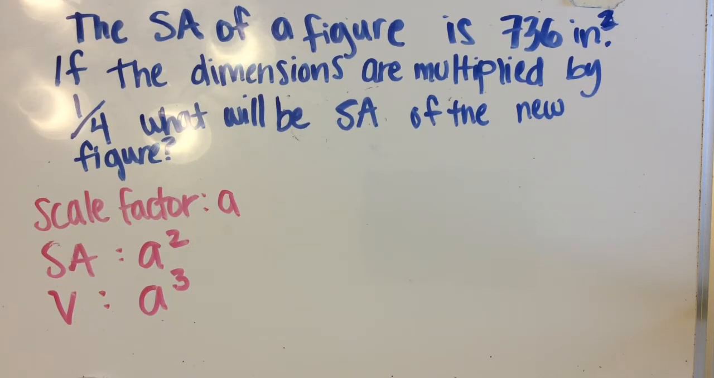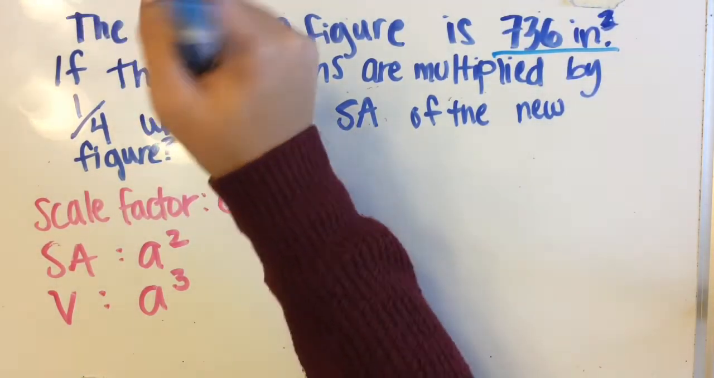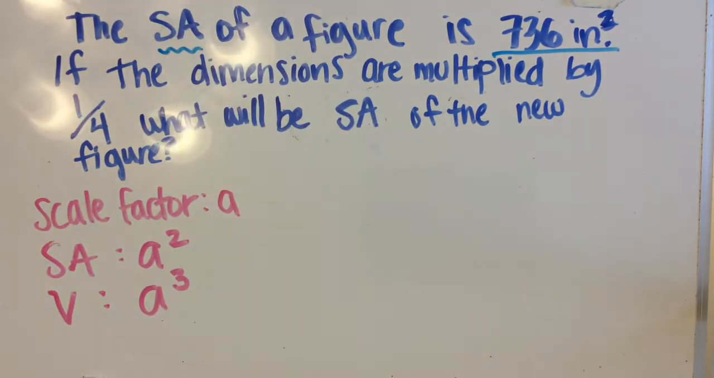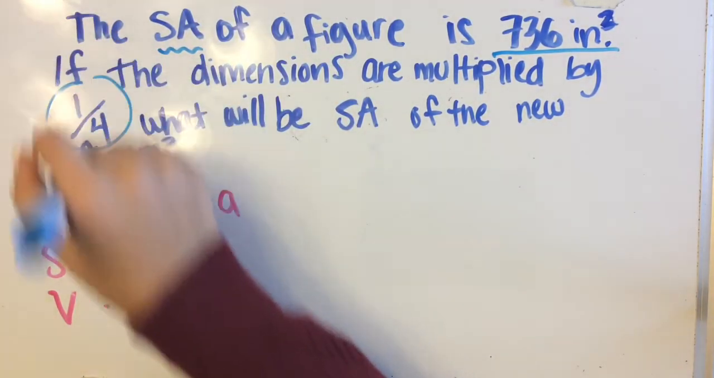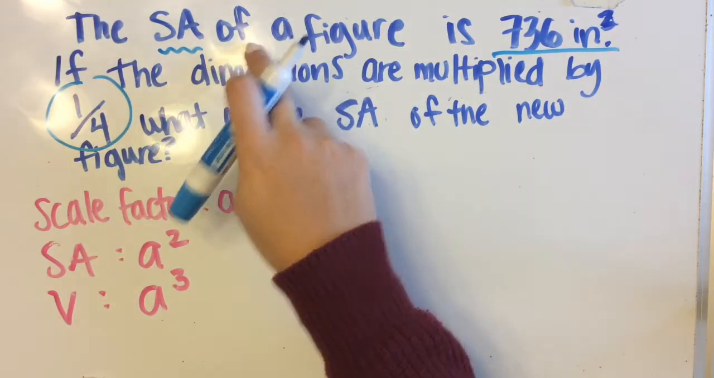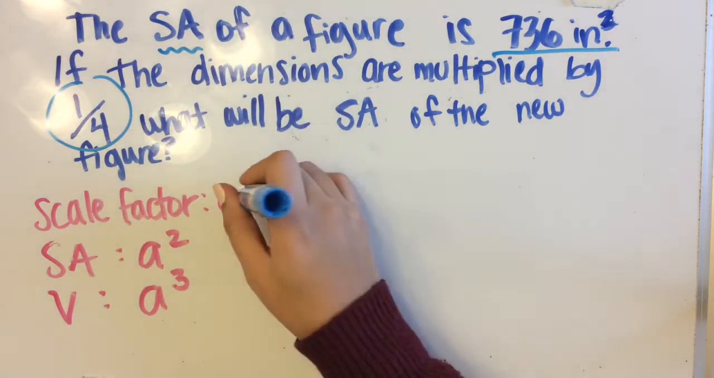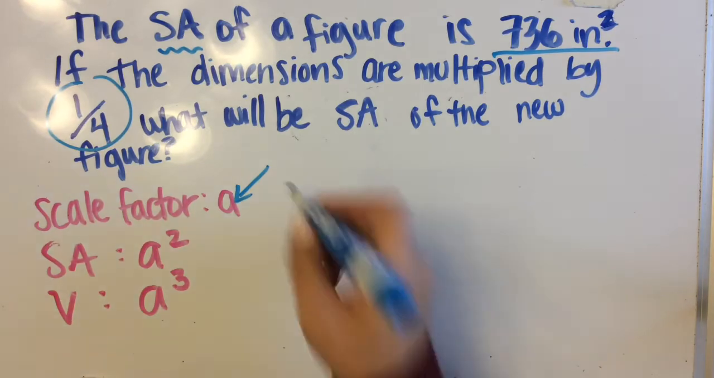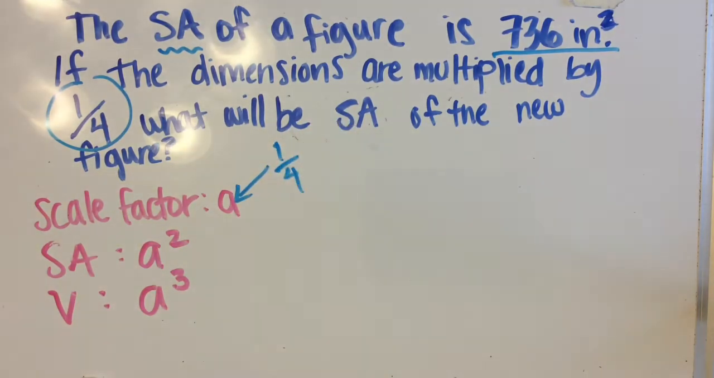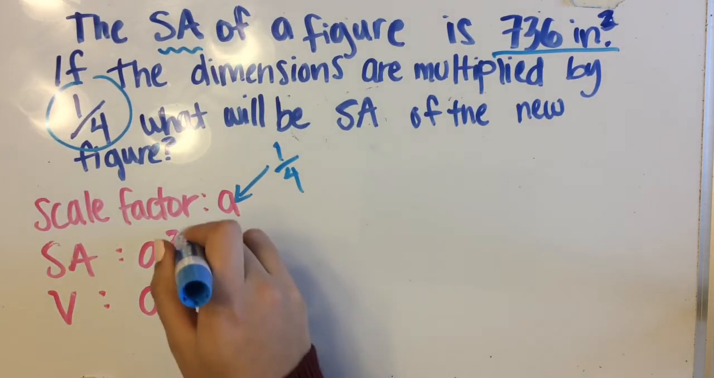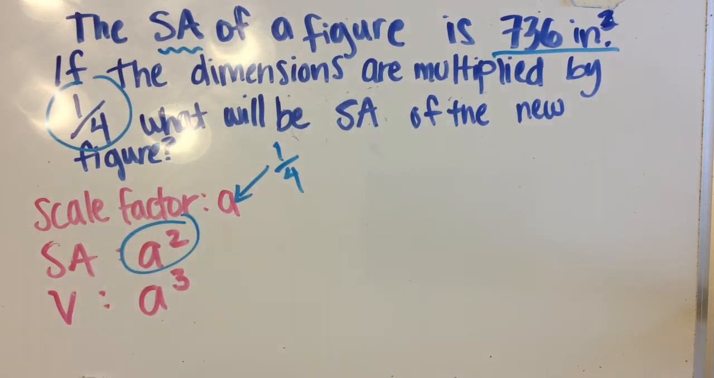So I have a word problem here. It says the surface area of a figure is 736 inches squared. That's the surface area, okay? That's important. If the dimensions are multiplied by a fourth, so this is just the dimensions, not the surface area, the actual dimensions. So I'm looking at my scale factor here being 1/4. What will be the surface area of the new figure? And I want to know the new surface area.